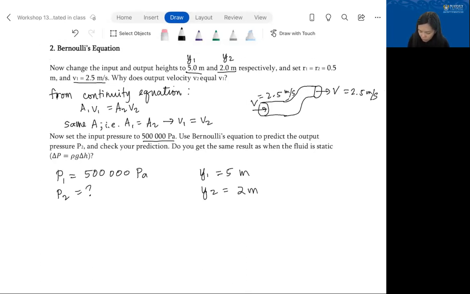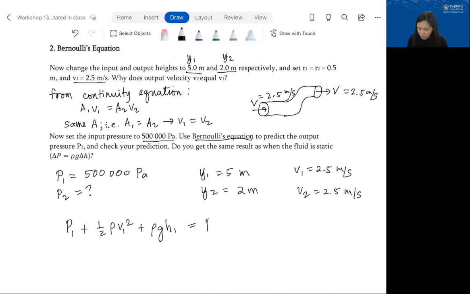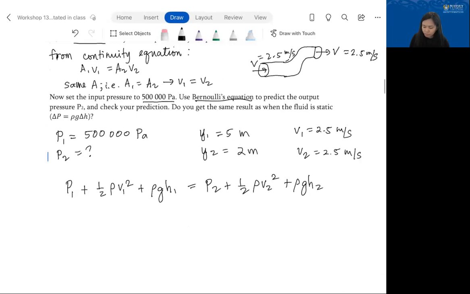Right, the speed is the same. So V1 is equal to 2.5 meters per second and V2 is equal to 2.5 meters per second as well. Use Bernoulli's equation, explicitly stated there: P1 plus 1/2 rho V1 squared plus rho g h1 is equal to P2 plus 1/2 rho V2 squared plus rho g h2. So this is Bernoulli's equation, the full form of it. Check whether you can simplify it, because if you can simplify this long equation, it makes your life easier.